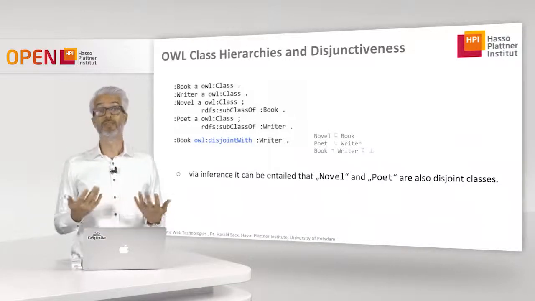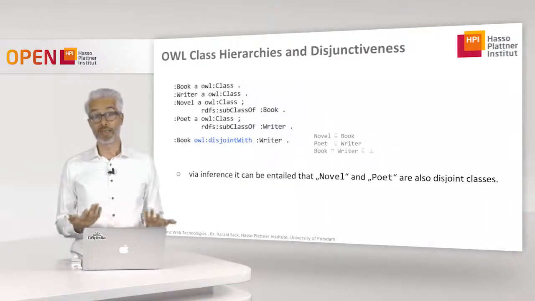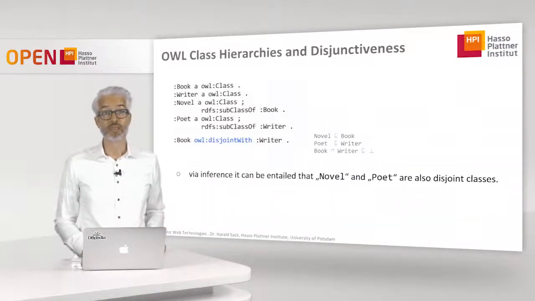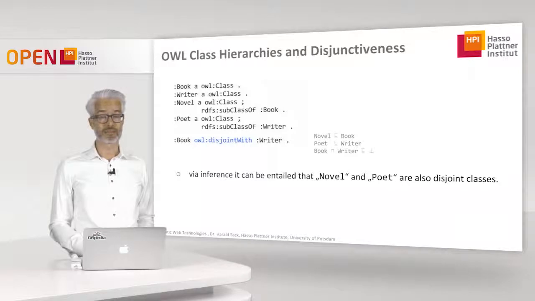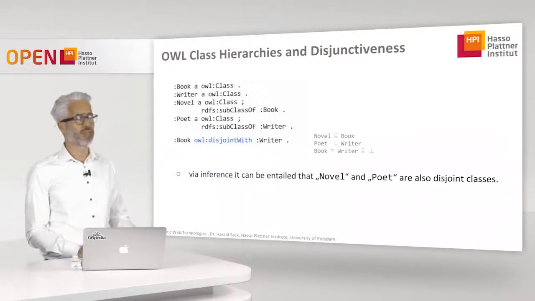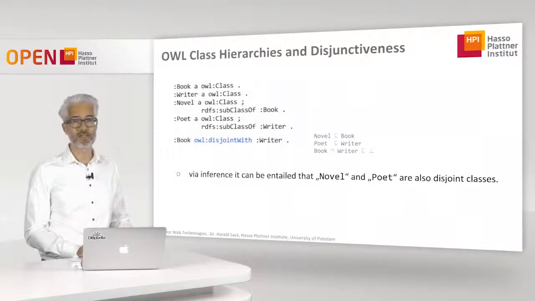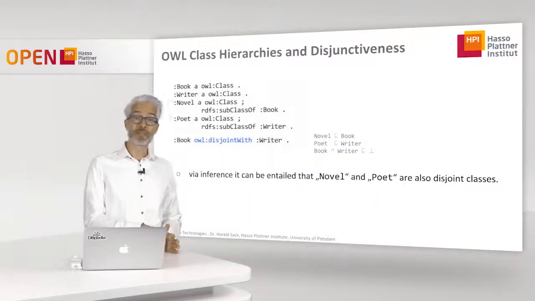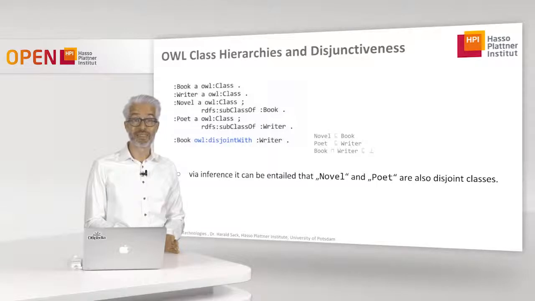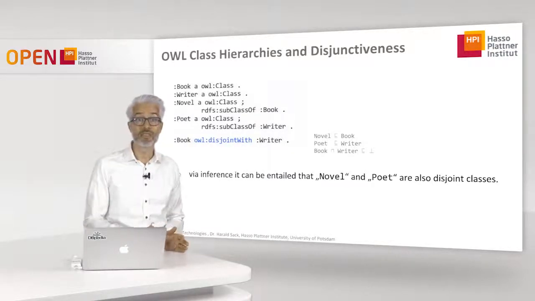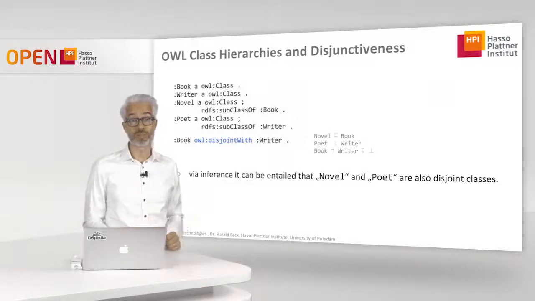This means that novel and poet are likewise disjoint then. So here I can define disjointness of classes. This is pretty interesting for two classes. Now just imagine I would have 4, 5, 6, 10 or even 100 classes. The problem is then, if I want to define disjointness between all of these classes, of course the number of disjoint definitions would increase overproportionally.